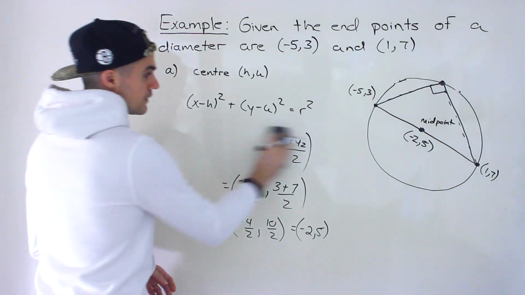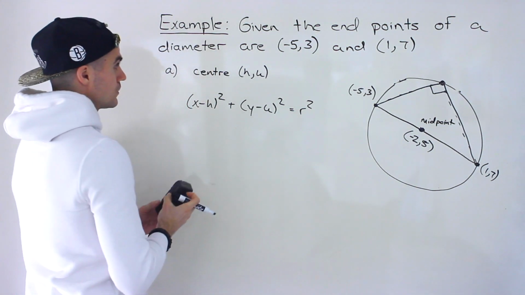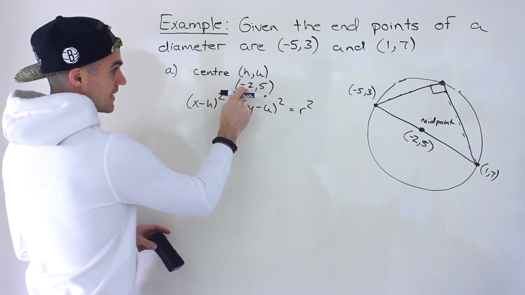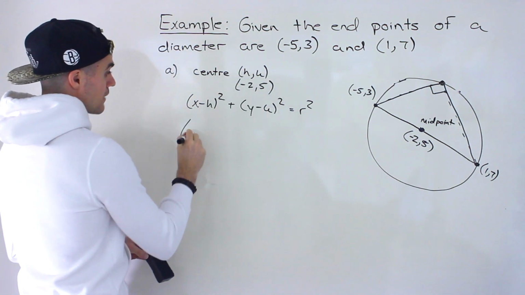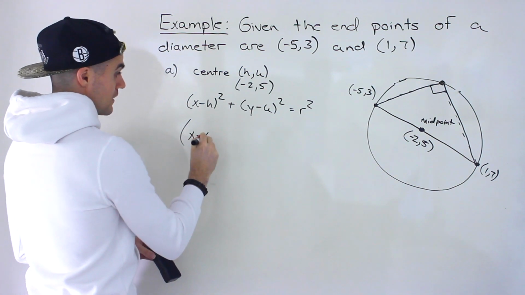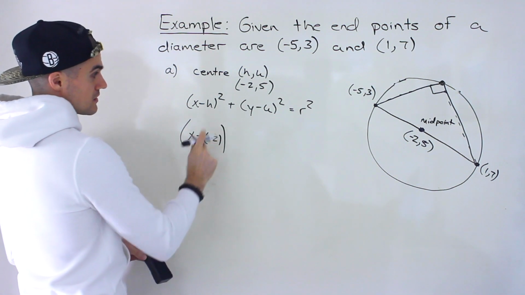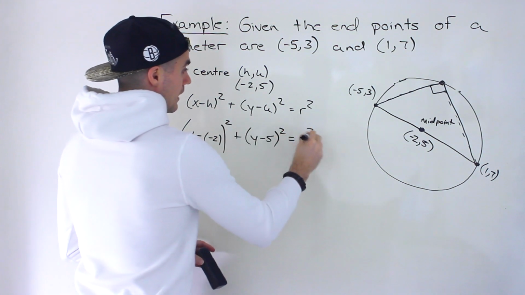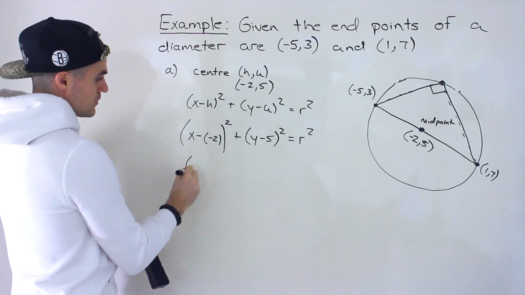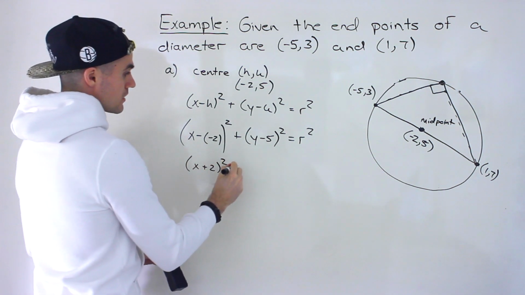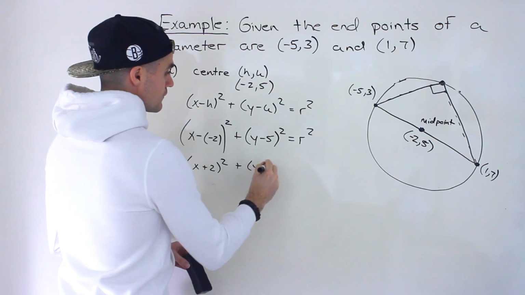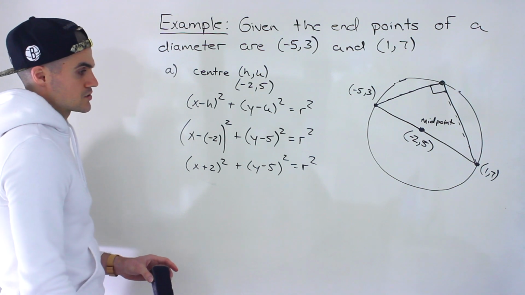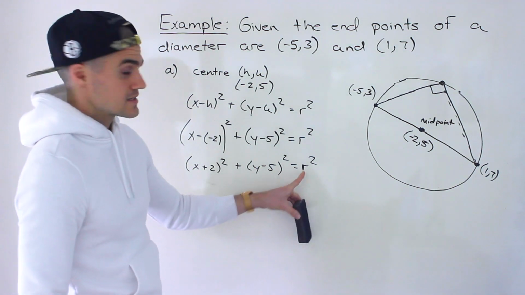And now we have enough information to find the equation of the circle. So the h is -2, the k is 5. So we would have x minus the h value, which is -2. Be careful with the brackets here. That's going to be squared. Then we'll have y minus 5, that's going to be squared, and then we're going to have r squared. So this here we would rewrite as x plus 2 squared plus y minus 5 squared is equal to r squared. And now all that's remaining is to get the radius.